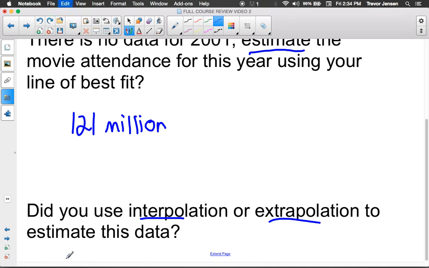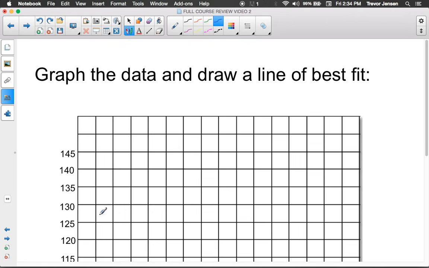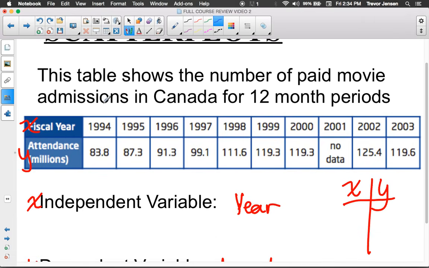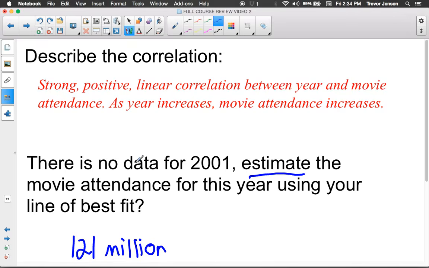Then we also have to know, was this estimation an interpolation or an extrapolation? What's the difference between the two? We're given data between 1994 and 2003. That's the range of our data. If we make an estimation for a year between our lowest and our highest year, we call that an interpolation. If we make an estimation outside of our range, either less than 1994 or bigger than 2003, we call that an extrapolation. So we made an estimation for 2001. That's between 1994 and 2003, so we call that an interpolation.